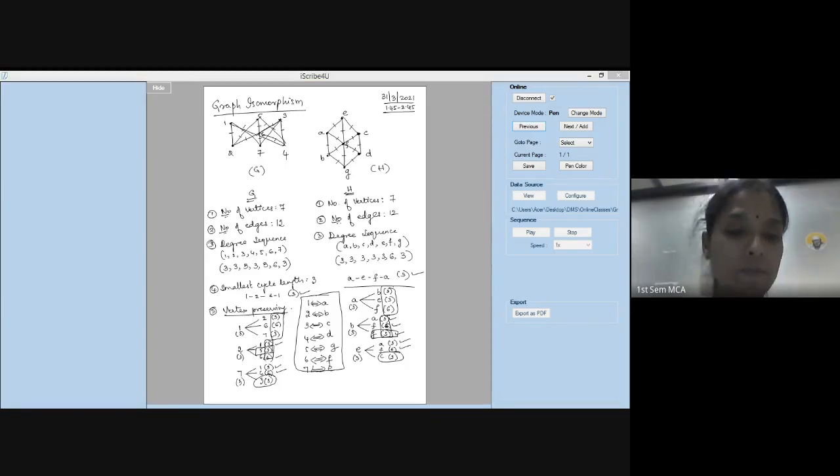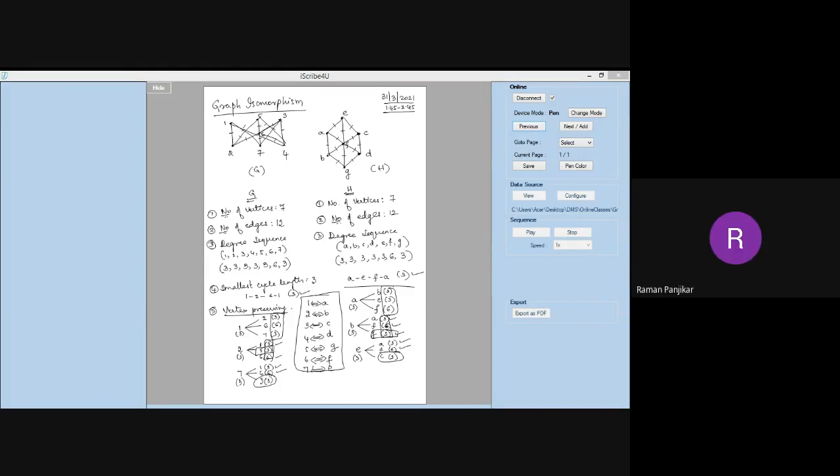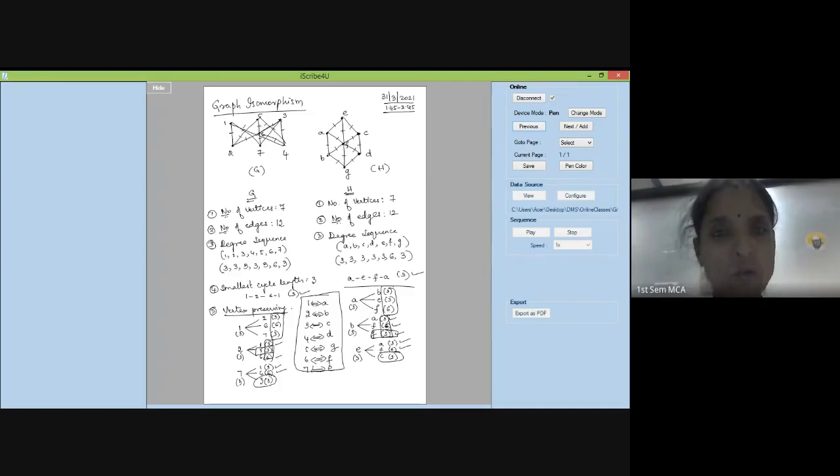Ma'am, there is a slight problem also. When we map 7 to G, there is the edge 1 to 7, and 1 to 2, then 7 is not there. Correct. That is also wrong. That is also an indication that you cannot map 7 to G. Right? Yes or no? Yes, ma'am.